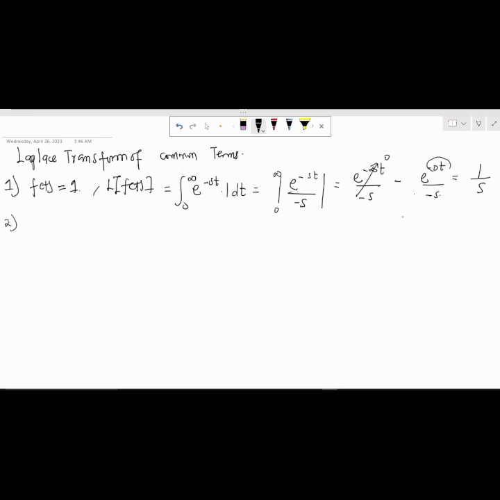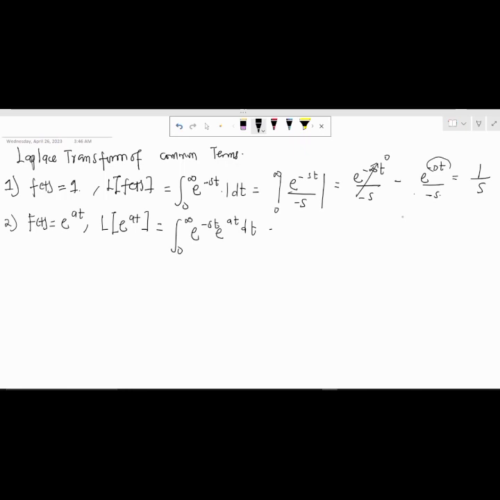Another one, we have f of t equal to e raised to power at. So how do we find the Laplace transform of this? Basically, the Laplace transform of e raised to power at will be equal to the integral from 0 to infinity of e raised to power minus st times e raised to power at dt.